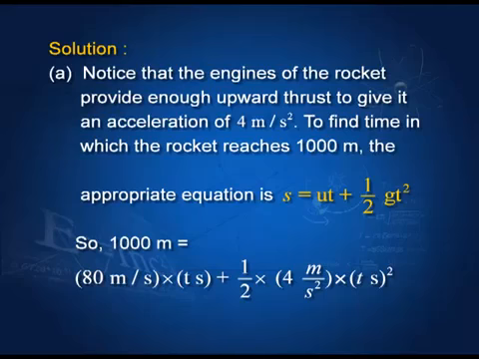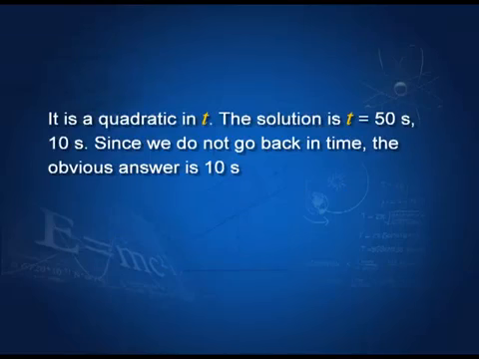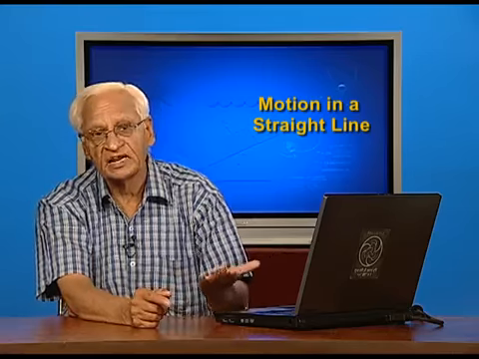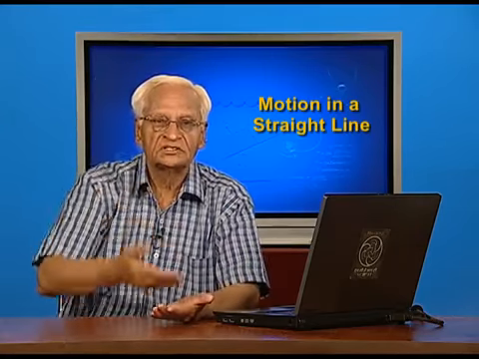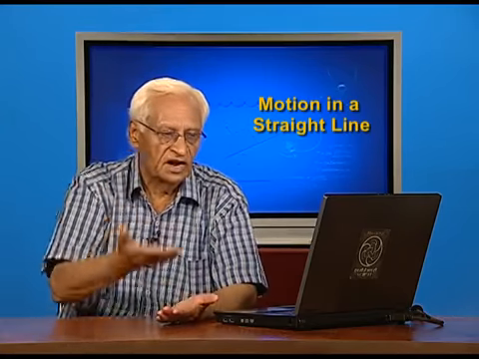This is a good thing to do, and it is quadratic in t. The solution gives us t equal to minus 50 seconds or 10 seconds. It cannot be minus 50 seconds because the time starts from 0 when the rocket is fired.